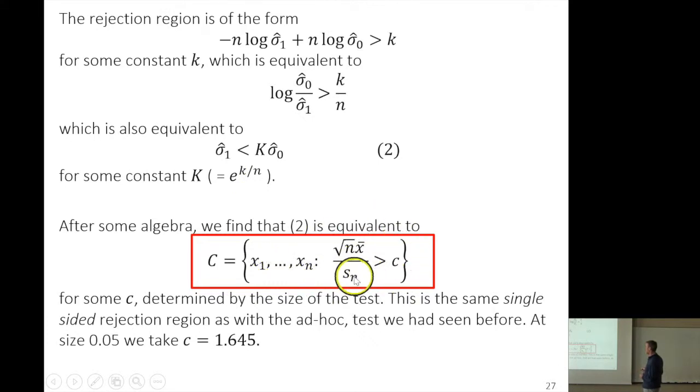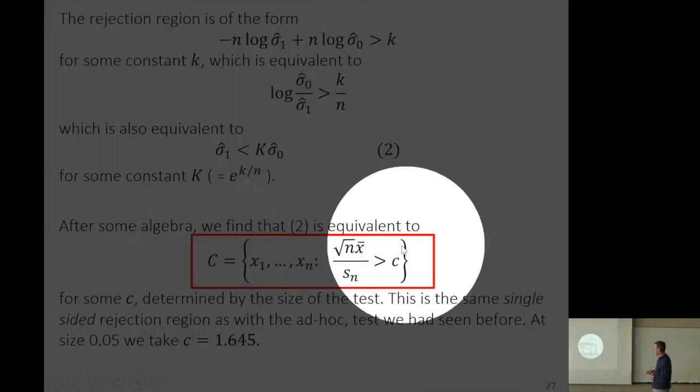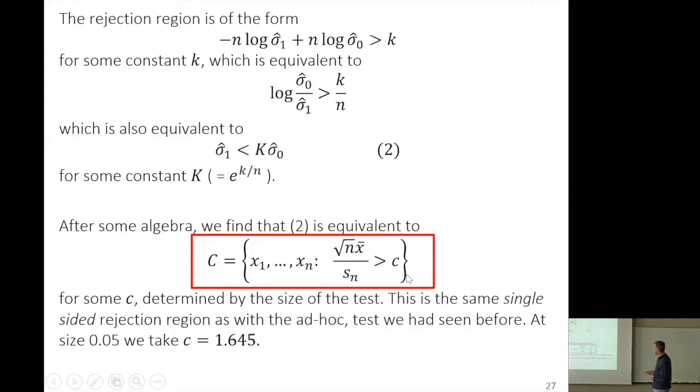where Sn is the sample variance computed around x bar. This is equivalent to something of that form here. Of course, I'm not saying what C is. It will need to be computed. But this shows that the likelihood ratio test gives exactly a test of the kind that we had done before.